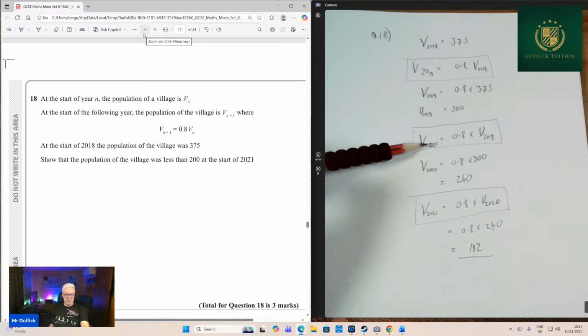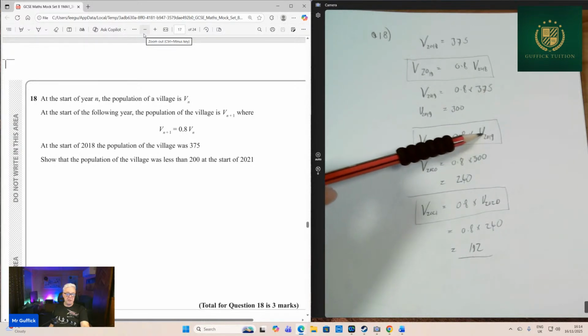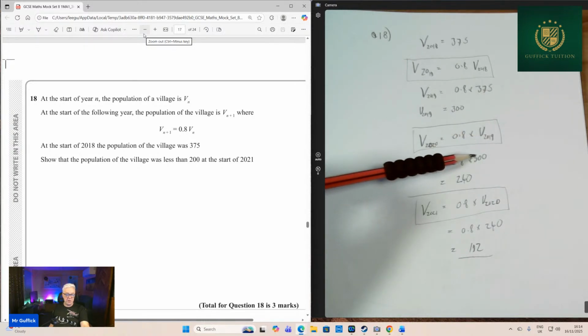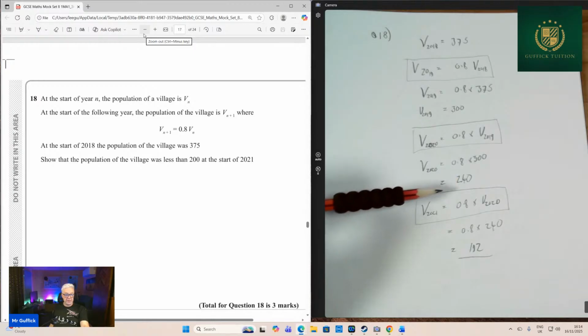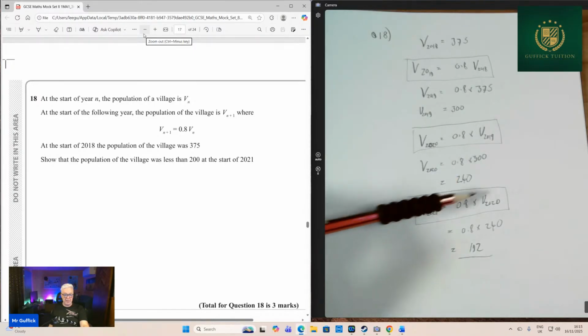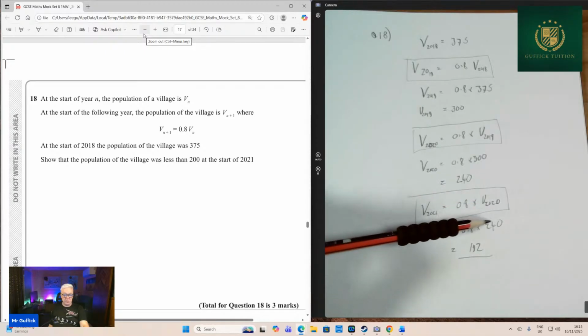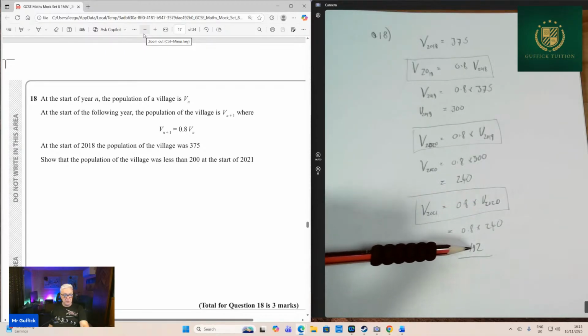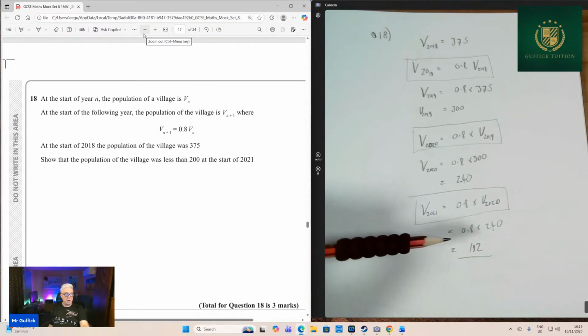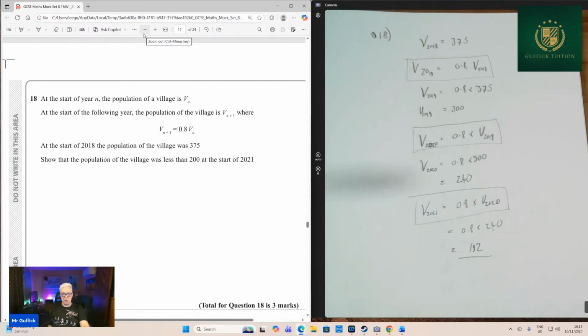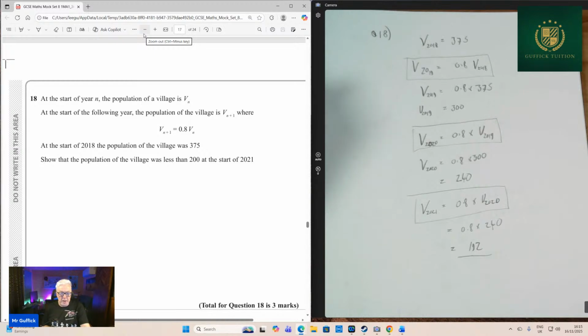So 2020 will be 0.8 times 2019, so 2020 is 0.8 times 300, which is 240. And then the start of 2021 will be 0.8 times 2020, which is 0.8 times 240, which is 192. So at the start of 2021, there were 192 people in the village, which is less than 200. So not a nice topic, but I think that's quite a nice question. You couldn't really expect a nicer question on that.